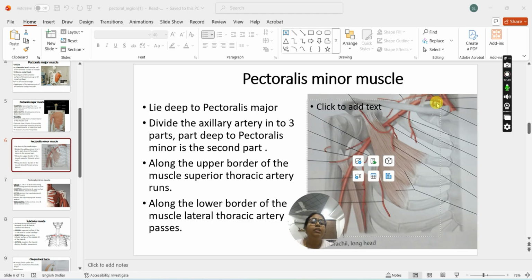So here you can see this is the axillary artery. Axillary artery is the continuation of subclavian artery. This is the first rib. Sorry, this is the first rib. This is the second rib. This is the sternal angle where the manubrium sternum and the body of the sternum meet. So at this level, the second costal cartilage will be articulating.